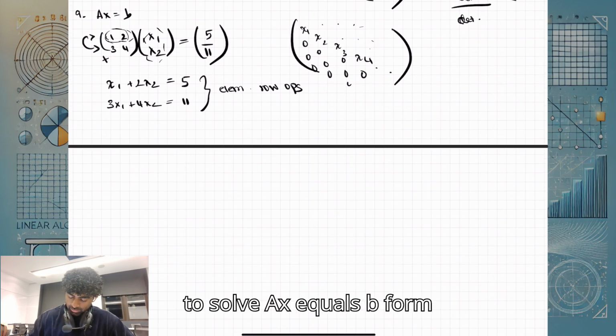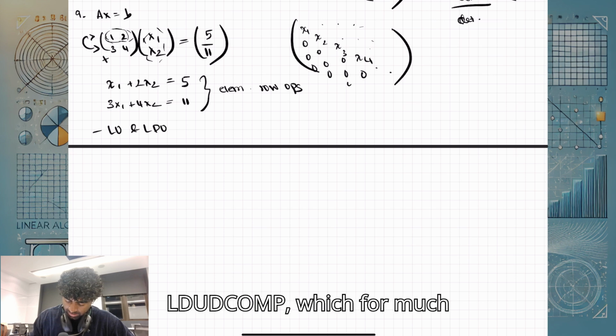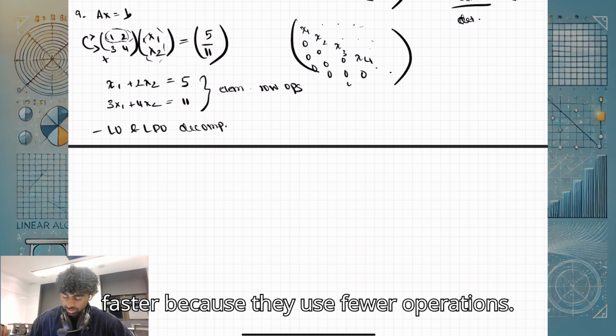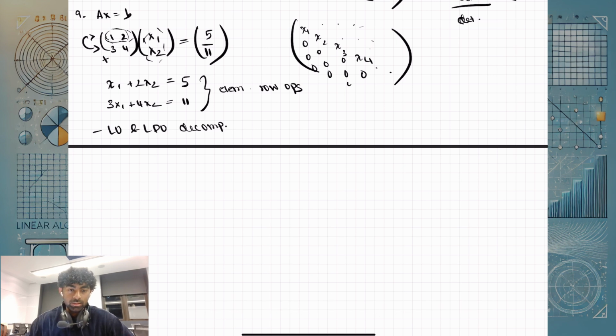There's 2 other ways to solve AX equals B form problems, which is LU and LDU decomp, which for much larger values of n are actually faster because they use fewer operations. So in the long run, it is very beneficial to learn these as concepts.